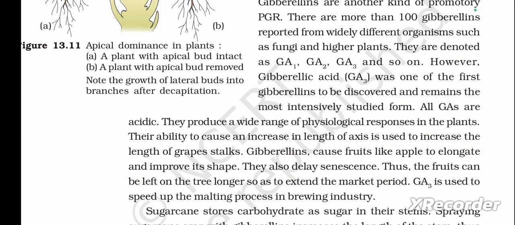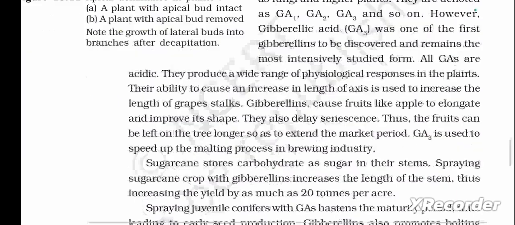Their ability to cause an increase in length of axis is used to increase the length of grape stalks. Gibberellins cause fruits like apples to elongate and improve their shape. They also delay senescence. Thus, the fruits can be left on the tree longer so as to extend the market period. GA3 is used to speed up the malting process in the brewing industry.